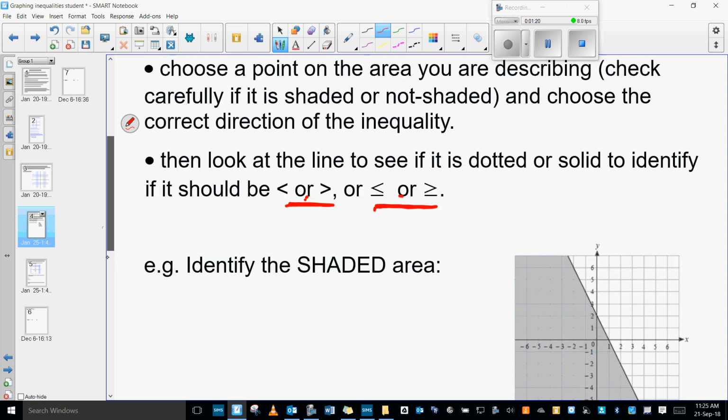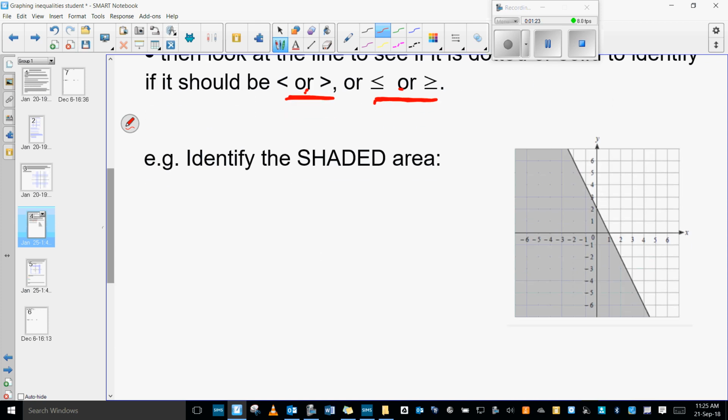So if I want to identify the shaded area, firstly I need to find the equation of this line. So the easiest thing to find is obviously the y-intercept. So I know it's going to be y equals mx plus 2. I'm now going to find the gradient of my line. Do we remember how to find the gradient of a line? y2 minus y1 over x2 minus x1.